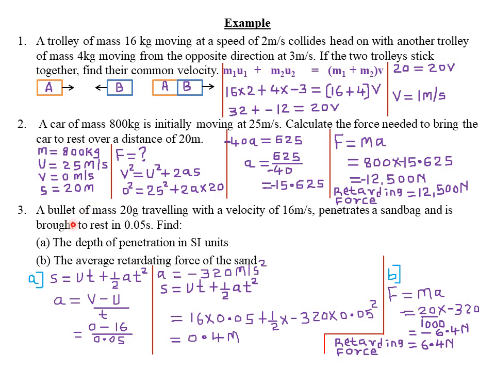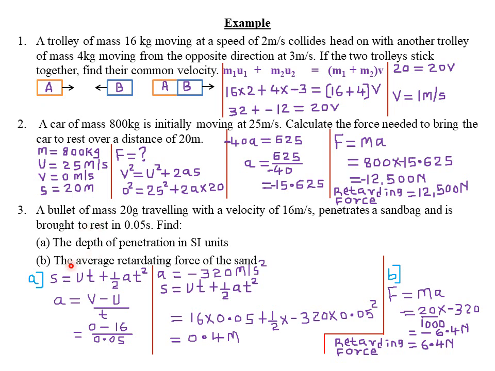Then example 3 reads that a bullet of mass 20 grams traveling at a velocity of 16 meters per second penetrates a sandbag and is brought to rest in 0.05 seconds. Find part A, the depth of penetration in SI units. Remember, the depth in this case is just the displacement, or the distance that it moves before it comes to a state of rest. Also remember that at a state of rest means that the final velocity is simply 0.